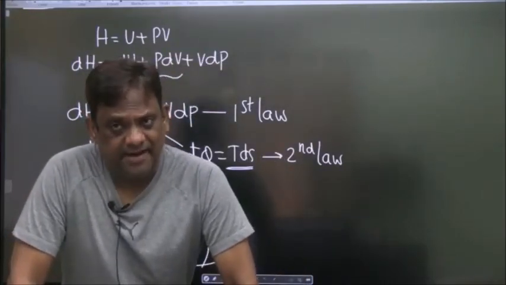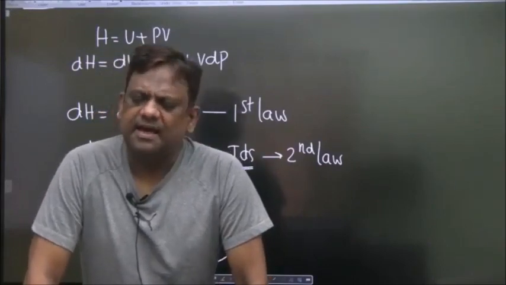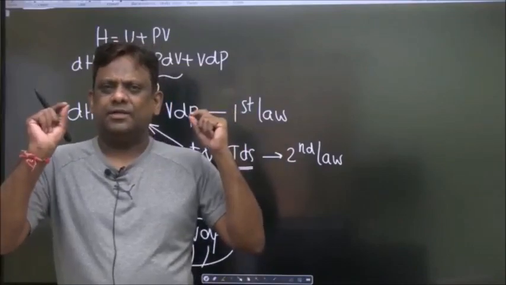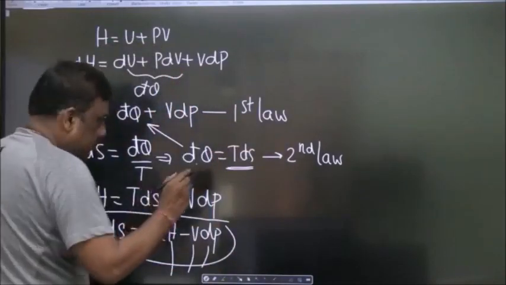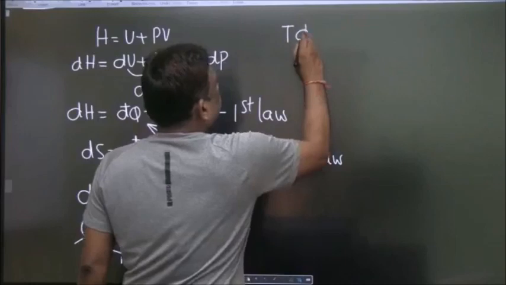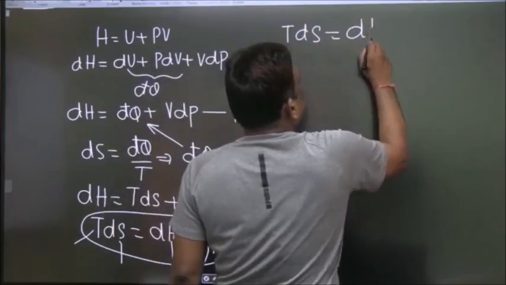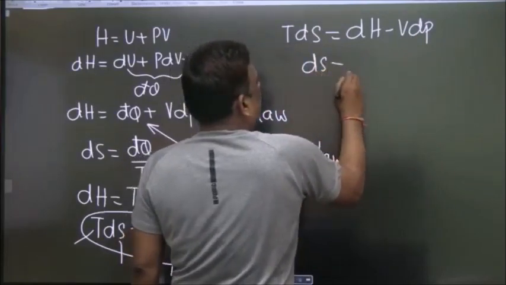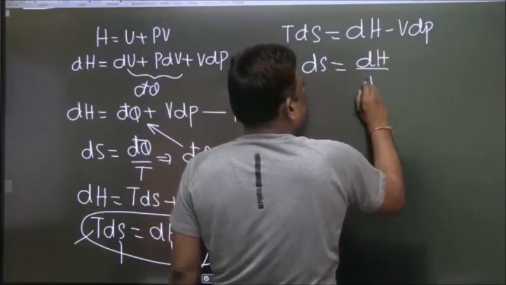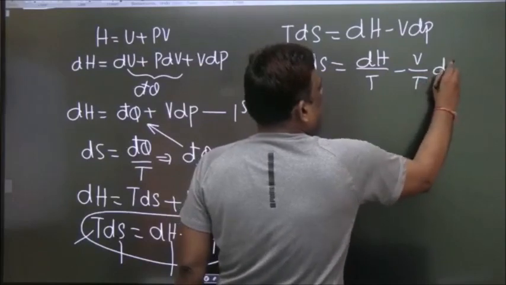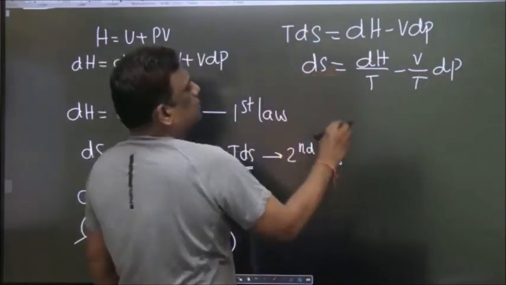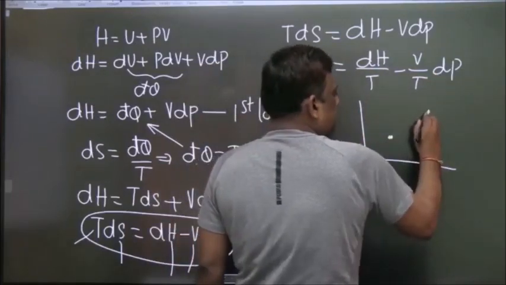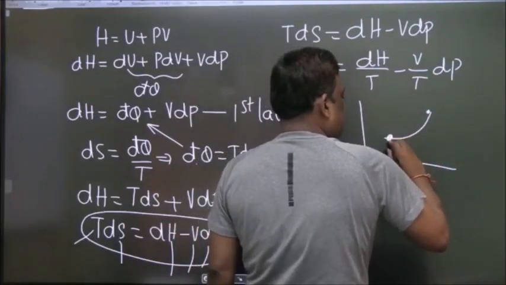So whenever it is connecting properties, properties have nothing to do with the path, whether it is reversible or irreversible, as long as the endpoints are the same. It's something like this, my dear students. TdS is equal to dH minus VdP, or ds is equal to dH by T minus V by T dP. Absolutely fine. So now tell me, if I use this equation, observe clearly, let us say between these two points.